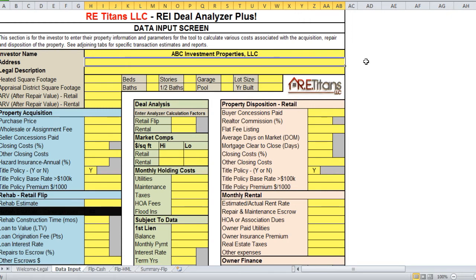Next is the street address and legal description. So in these fields, I'm going to enter 4321 Any Street, city, state, the zip code, followed by the legal description of Lot 1, Block 11, Section 2 of New Horizon Estates.